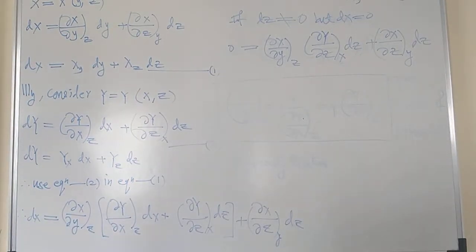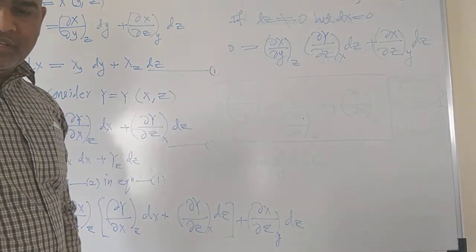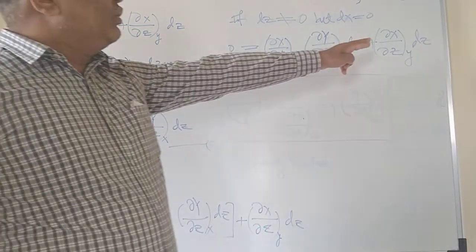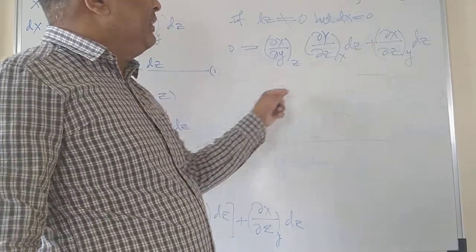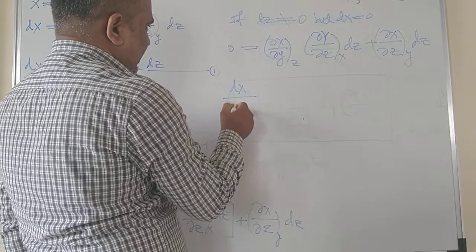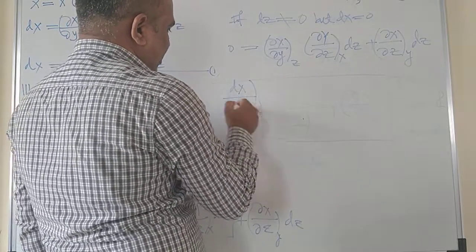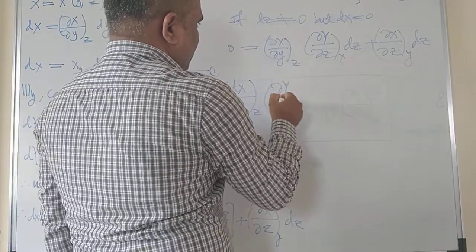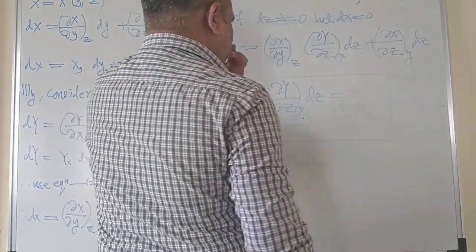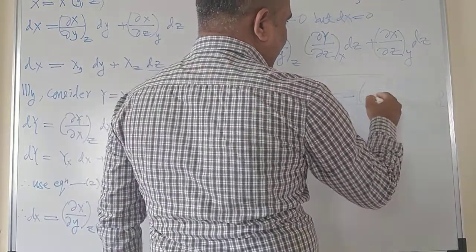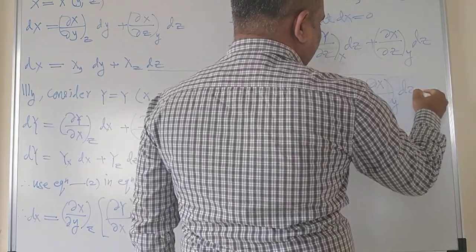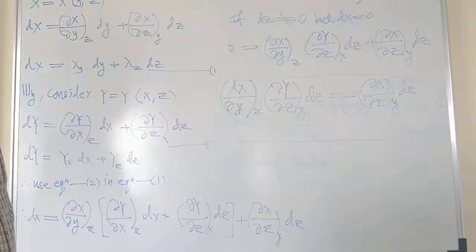Got it? Now you can shift to the other side, and once you shift to the other side, what will you get? This term dou x by dou z at constant y will be negative, and therefore I will write dou x by dou y at constant z into dou y by dou z at constant x into dz is equal to minus dou x by dou z at constant y into dz. Got it?